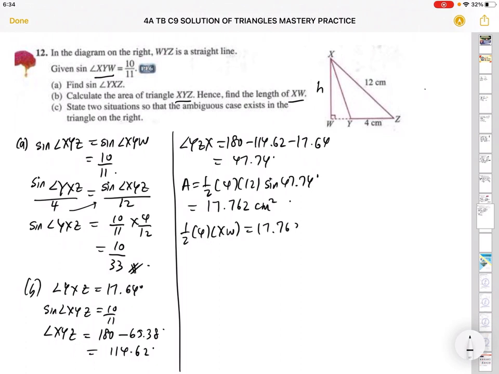So my XW in this case is 8.8881. All right, this is very long. Okay, next, state the two situations that the ambiguous case exists in a triangle.